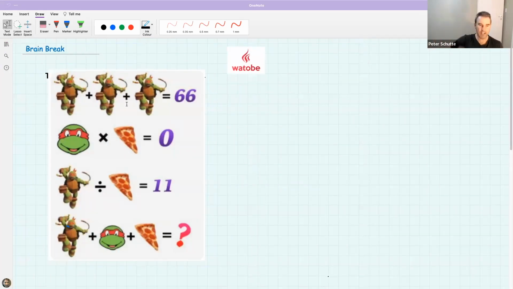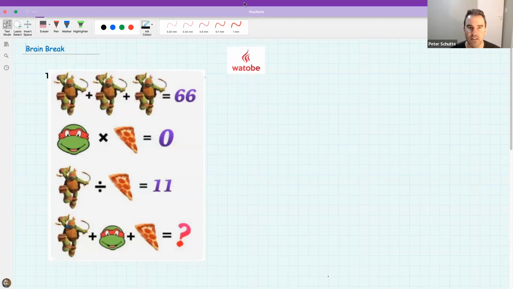So here is the challenge for today. What is one Ninja Turtle plus another Ninja Turtle plus a piece of pizza going to be equal to? See if you can figure that out.